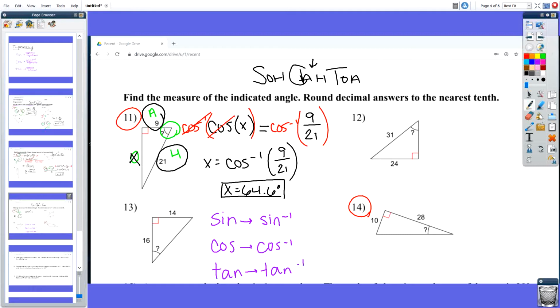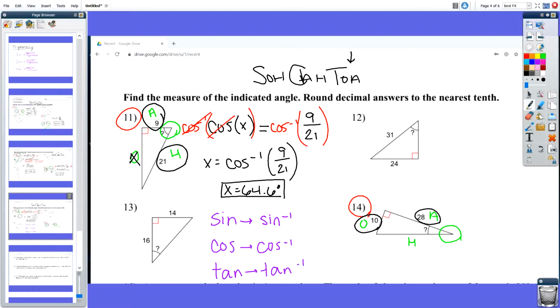So let's take a look at number 14 now. Following those same steps, circle the angle, label my three sides. I've got my hypotenuse here, I've got my opposite side here, and I've got my adjacent side here. I know we're going to be using the opposite side and the adjacent side because those are the two that have lengths associated with those sides. Since I am using opposite and adjacent, I know that means I will be using tangent for this particular problem.